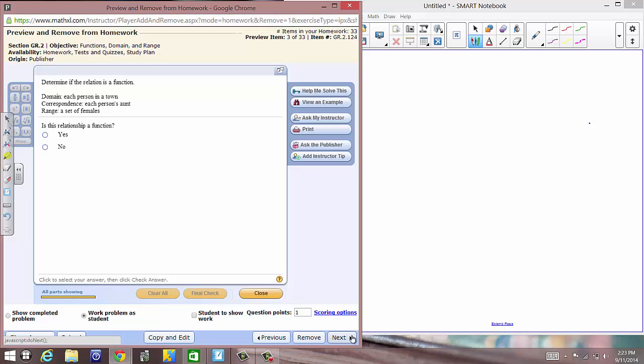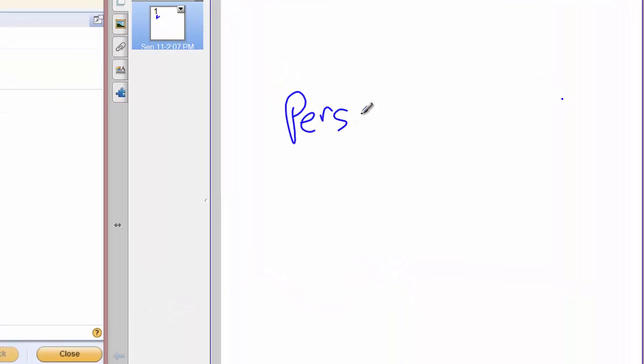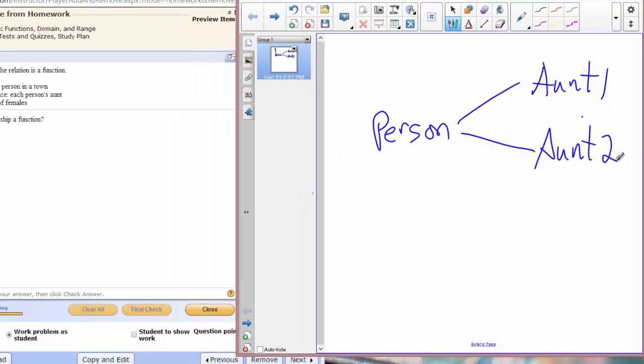Now you know that some people have more than one aunt. You might in fact have more than one aunt yourself. So if you input a person, that person might have two different aunts. So that would not be a function, because when you input a person, you're not sure which output you are going to get. So this would not be a function.